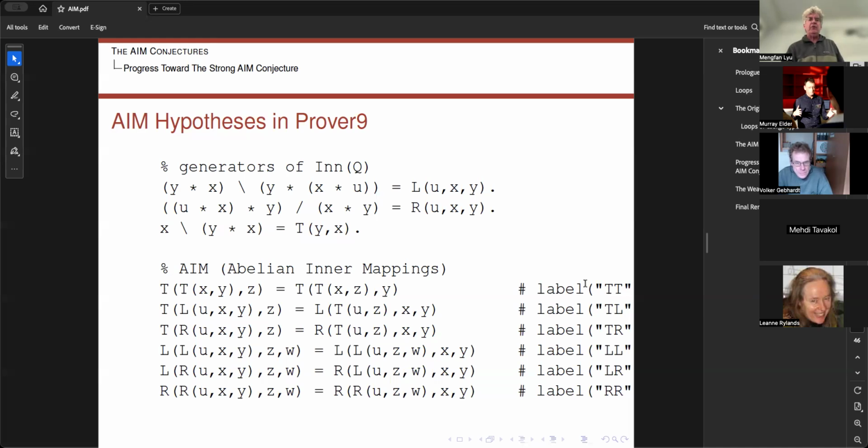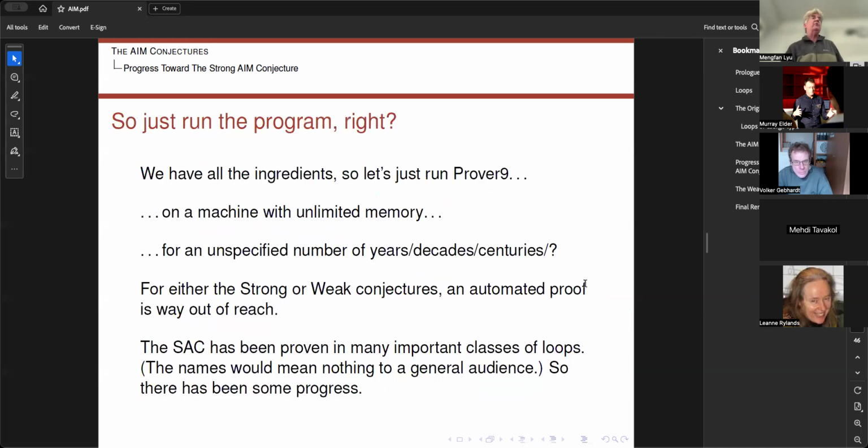So those are the hypotheses. We've seen the conclusions. The goals, rather, I'm sorry. The goals are the 7 identities, the 7 equations that I showed you. Okay, so great. All we have to do now is turn on Prover9. So let's get our infinite computer with infinite memory, and let's also put it into a time bubble so that a long amount of time elapses for the computer, but only a few seconds elapse for us. Surely this will be easy.